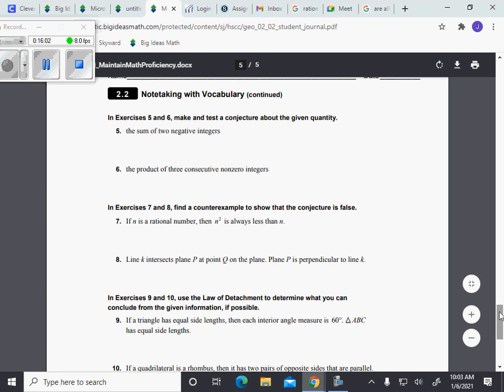Five and six, we are making a conjecture. We're making a statement, coming up with some patterns, any type of reasoning to show what the sum of two negative integers is. Find any two negative numbers, it doesn't matter. I'm going to say negative 5, and the sum, what does sum mean? It means plus. So you have negative 5 plus a negative 8, and that equals negative 13.